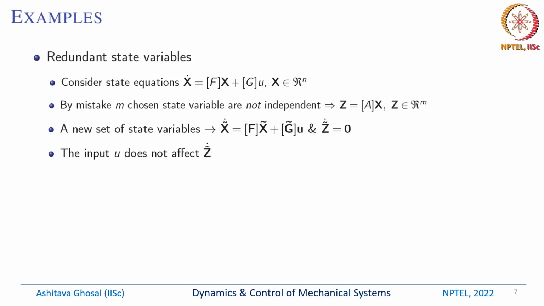This is not a realistic example in the sense that why would you make such a mistake, but mistakes do happen. While you are modeling a system, you can choose many more state variables than what is really required.